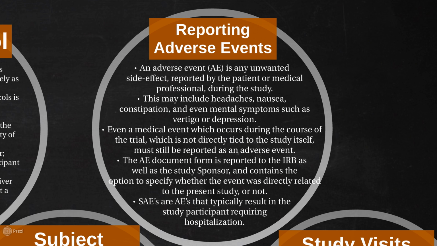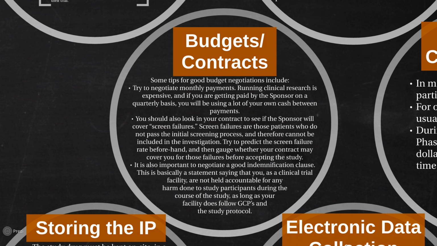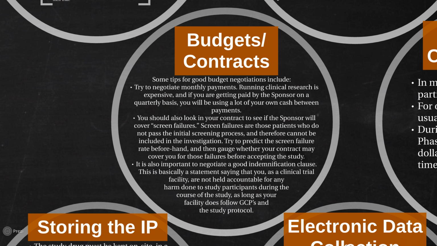For example, if someone in the asthma study had a hot dog to eat and choked on the hot dog, that's an adverse event, choking. If they went to the hospital, that's a serious adverse event. And it's not related to the drug at all, but you still have to report it.